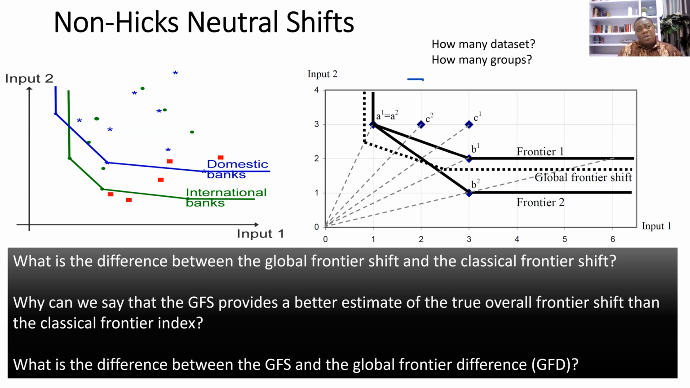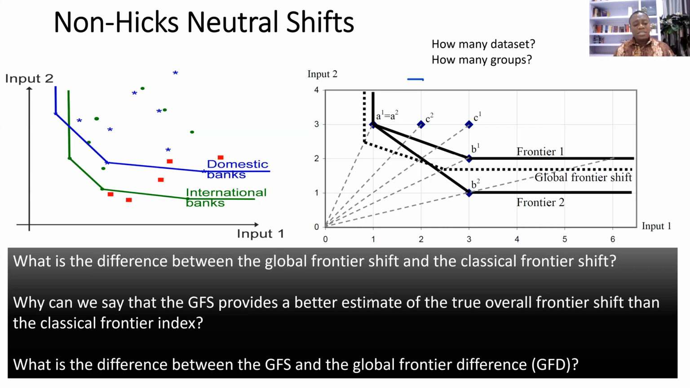But what if you want to know, Ghana and Nigeria, which is better? After you've asked Ghanaians and Nigerians, you now ask Togolese, South Africans, Egyptians, Malawians, Zimbabweans. Okay? Now you are going to get a better estimate of the real difference between Ghana and Nigeria. And so the global frontier shift provides a better estimate. The estimate is more reliable of the overall than the classical.